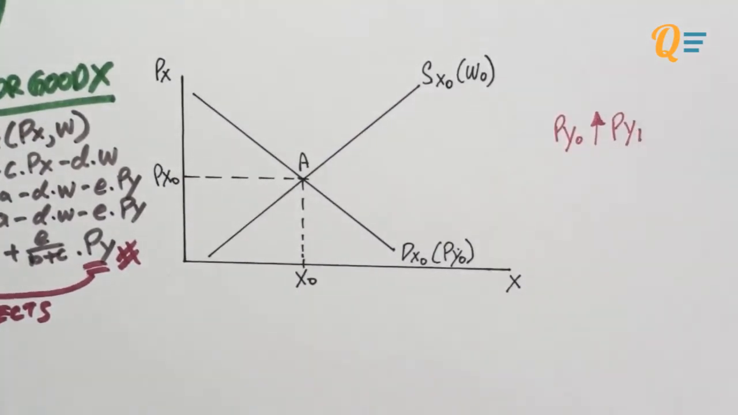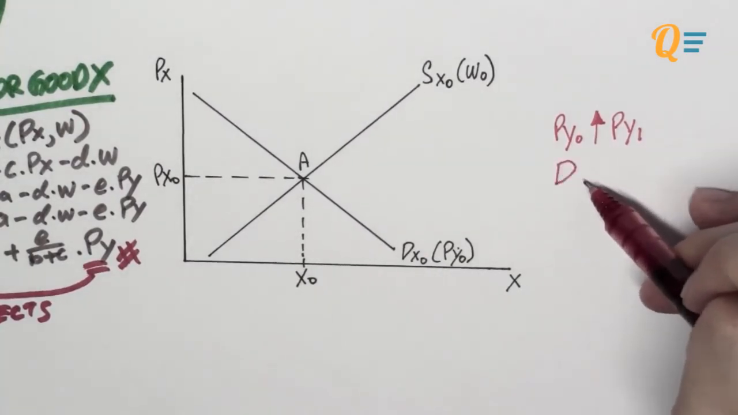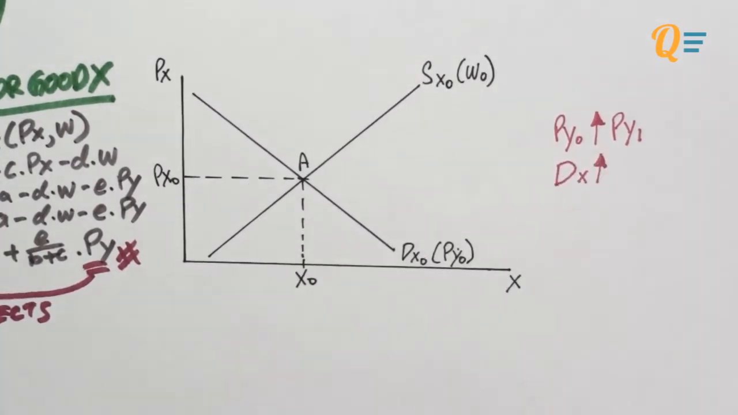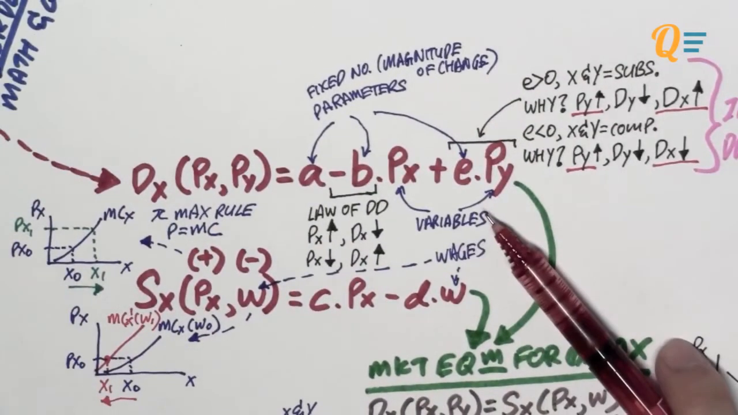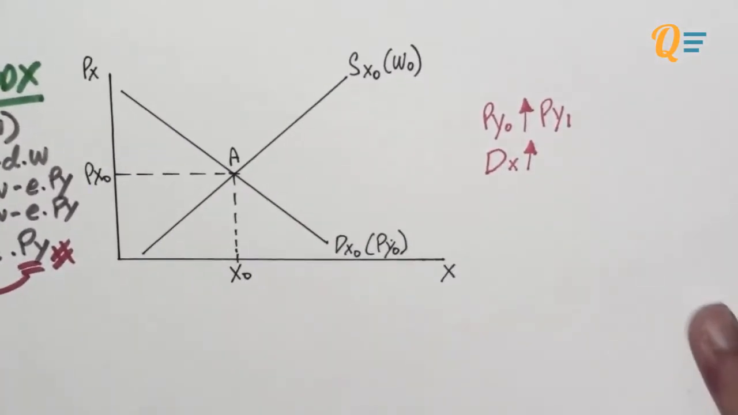So let's say the price of Y increases to Py1. So the demand for good X will now increase. Why? Do you remember that we had this discussion over here? When E is positive, X and Y are substitutes, so that is our assumption here. So when the price of Y increases, due to the law of demand, the demand for good Y would fall, and because X and Y are substitutes, the demand for X will increase.